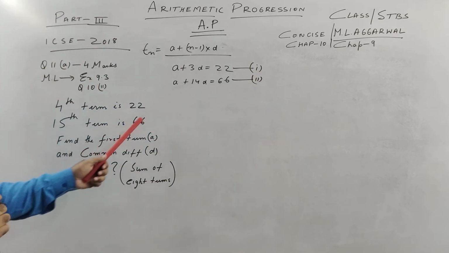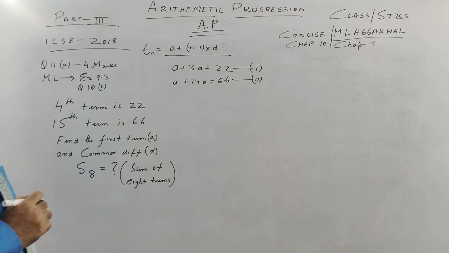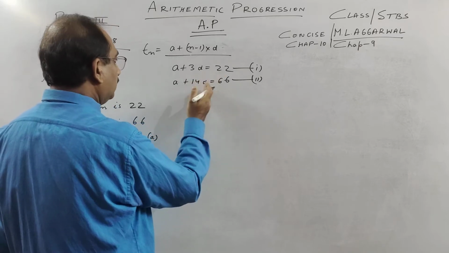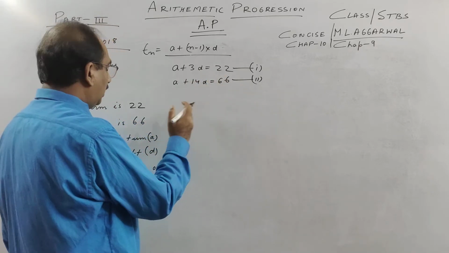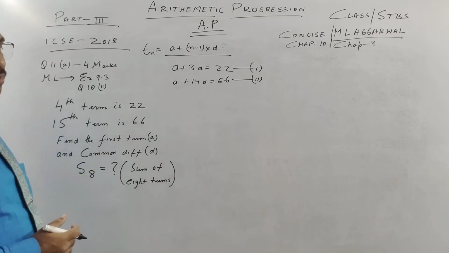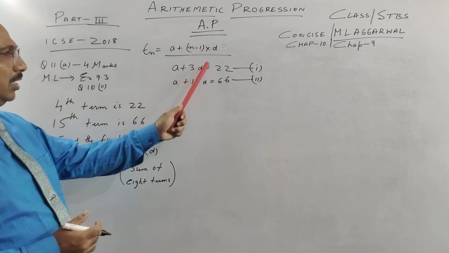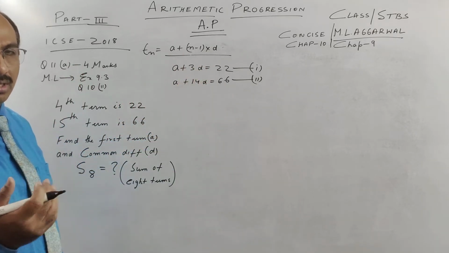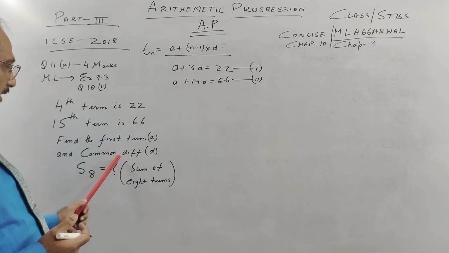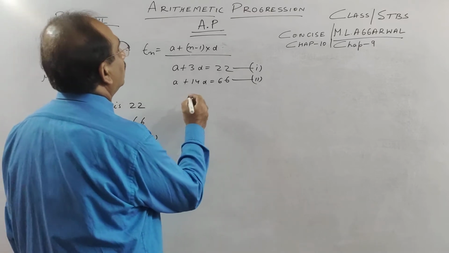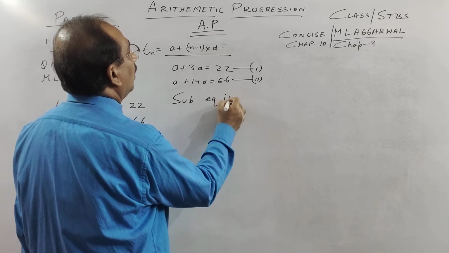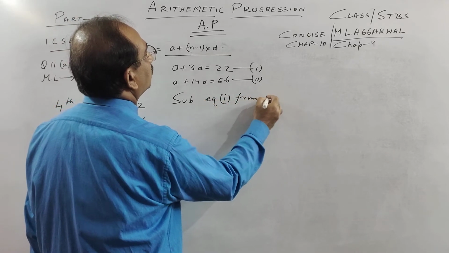So from here first we will find a and d. 1 mark each we will get. To write this, any one of these you may get 1 mark, getting a 1 mark, getting d 1 mark, and solving for the sum of 8 terms you will get 1 mark, because this has 4 marks. Generally this is what we have in ICSE, 1 mark for getting a, 1 mark for getting d, and the last mark for the sum. So what we do, subtracting equation 1 from 2 children, because 2 is bigger.